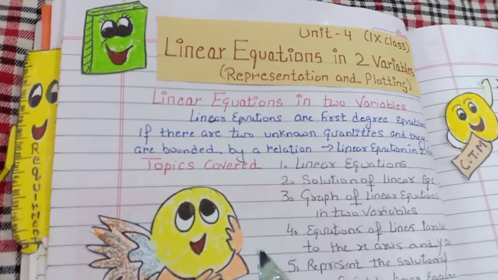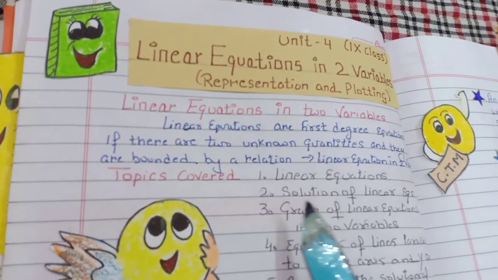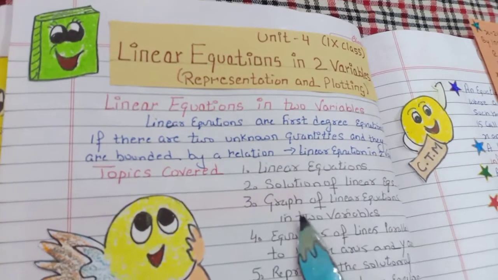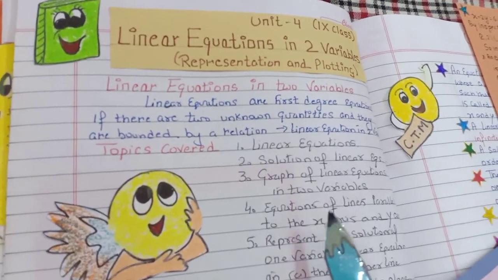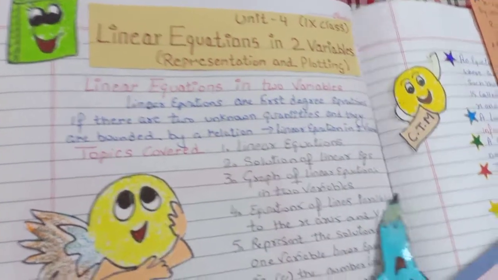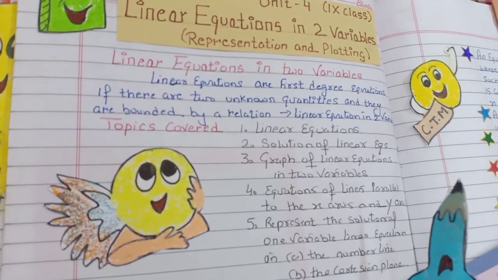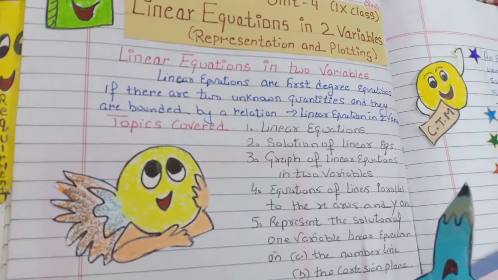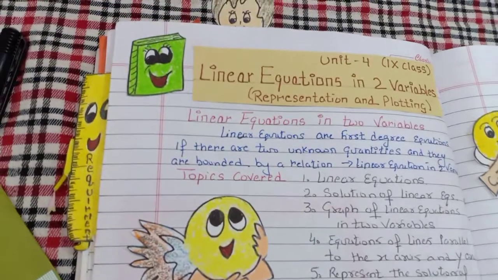Topics covered in this chapter are: first, linear equations; second, solution of a linear equation; third, graph of a linear equation in two variables; fourth, equations of lines parallel to the x-axis and y-axis; and representation of the solution of one variable linear equations on the number line or in a Cartesian plane.